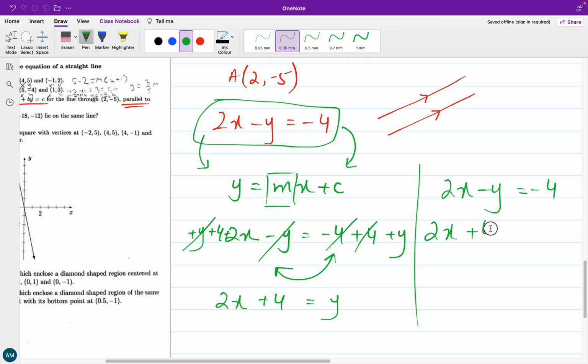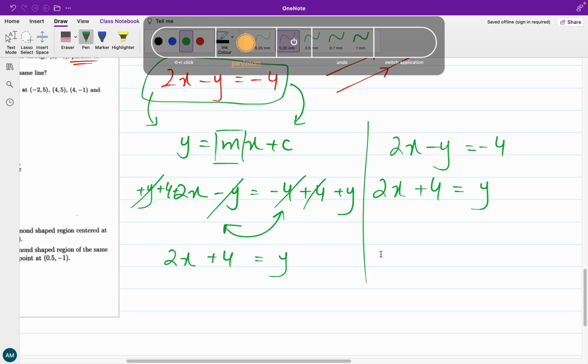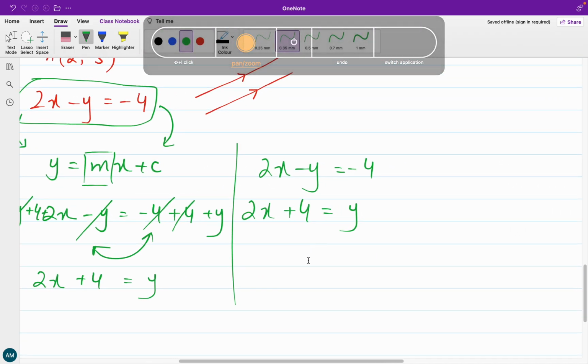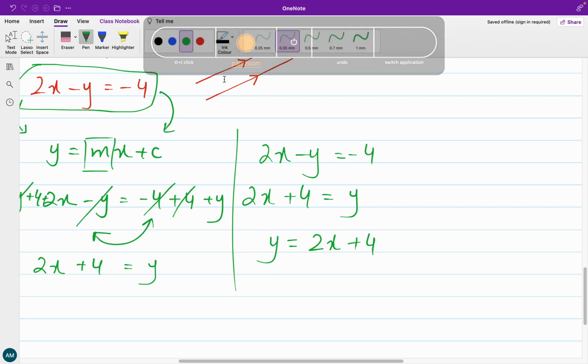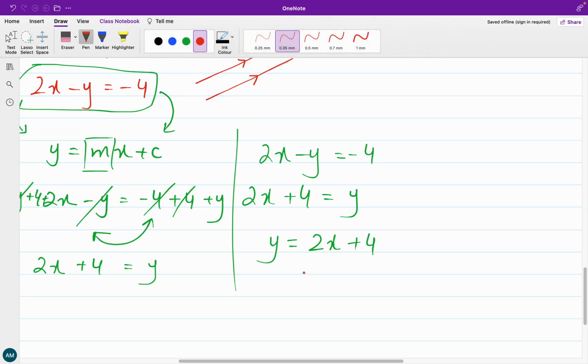So minus 4 will become plus 4 and minus y will become positive y. Alright, so same thing. And we'll now rewrite this in the form of y is mx plus c. So it is already in the form of y is mx plus c. So let's just shift it like this. Y is equal to 2x plus 4. Yeah. Now we have the gradient.